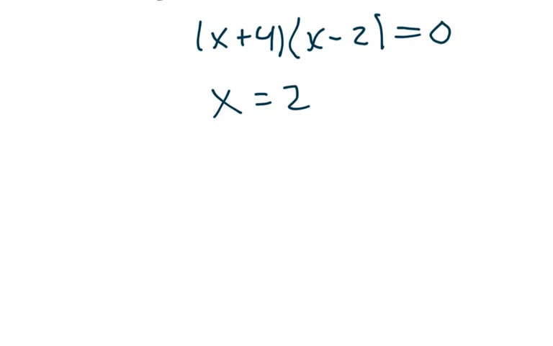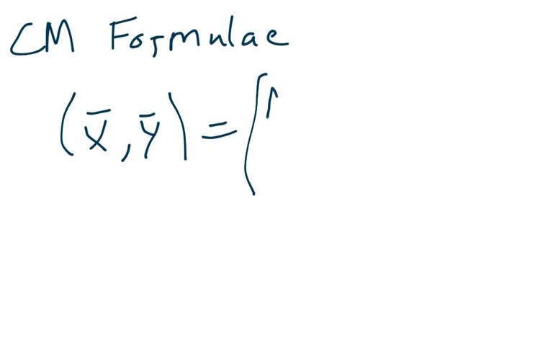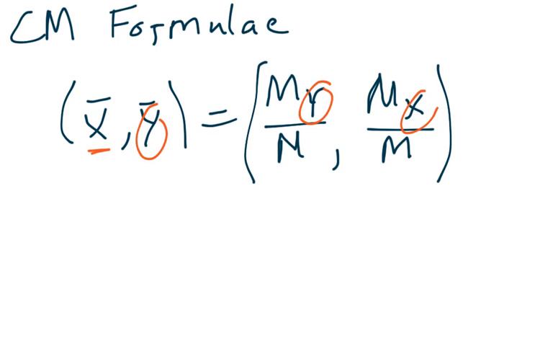Now, to find center of mass, the formulae for the center of mass are x bar, y bar, that's what we want, is equal to My over M, Mx over M. Be careful, because x here has a y here, the y has an x here, so be careful about that. I'll explain in a minute what My and Mx and M are. So first let's find M. We're going to need M in all these formulas.